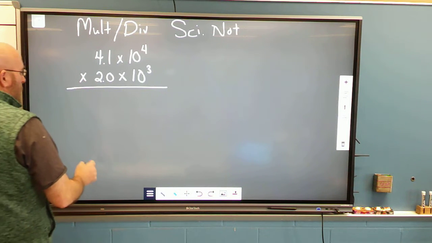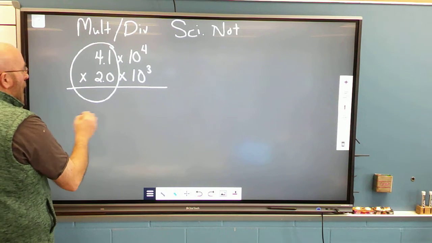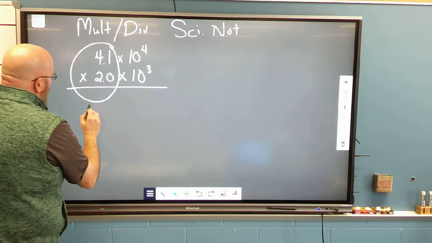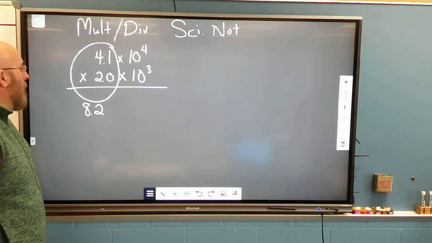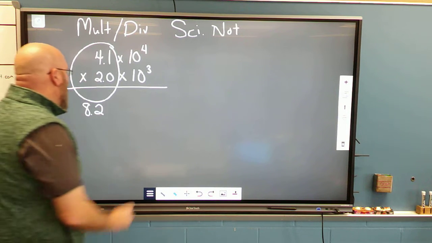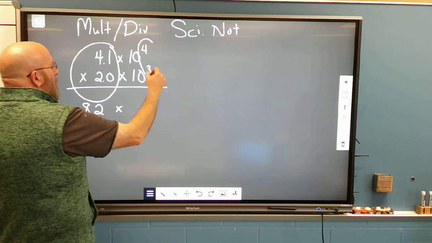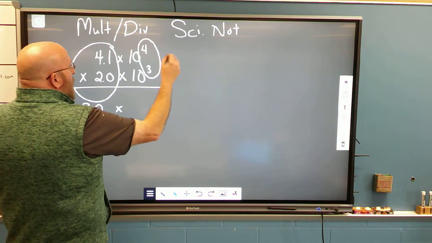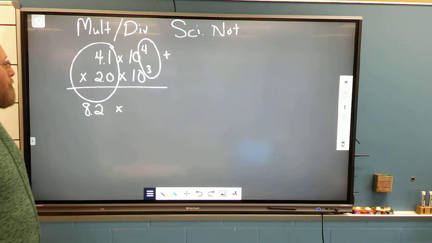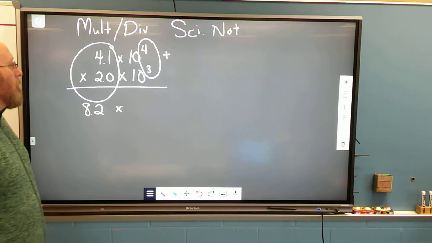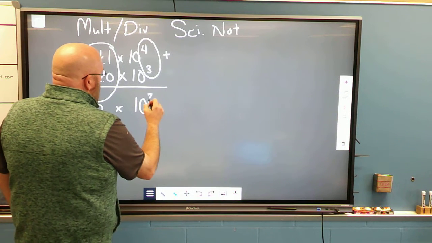You're going to take these two numbers and you're going to multiply them. Okay? So when you multiply those, you should get 8.2, right? 4.1 times 2.0. Now, what do you do with the rest of it? Well, see these two numbers here? When we multiply with scientific notation, we add those exponents together. Okay? 10 to the fourth and 10 to the third should give us 10 to the seventh.